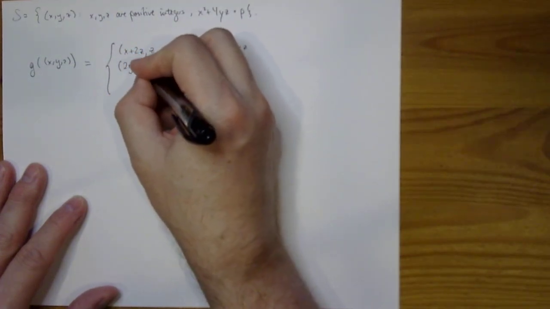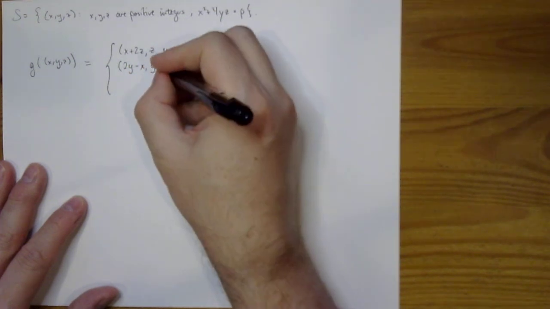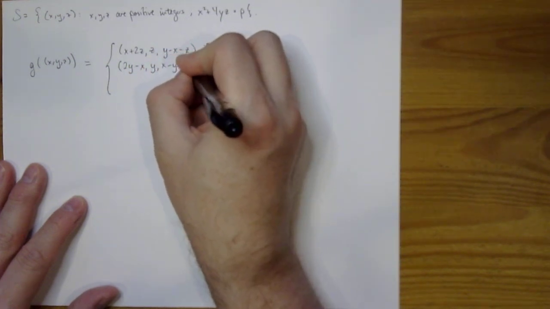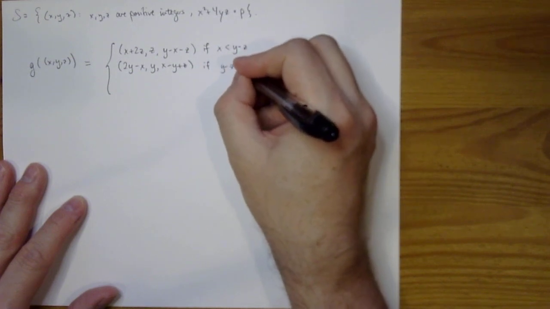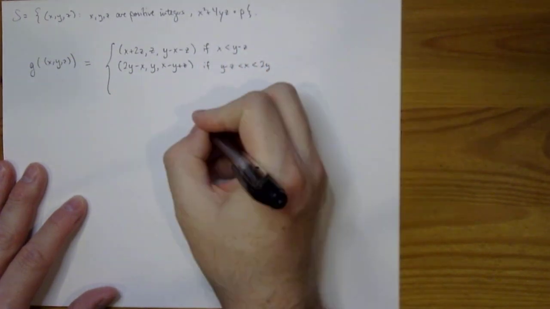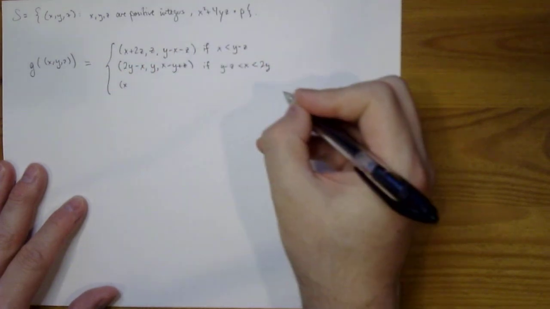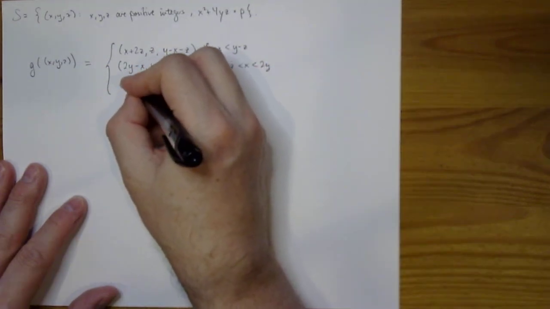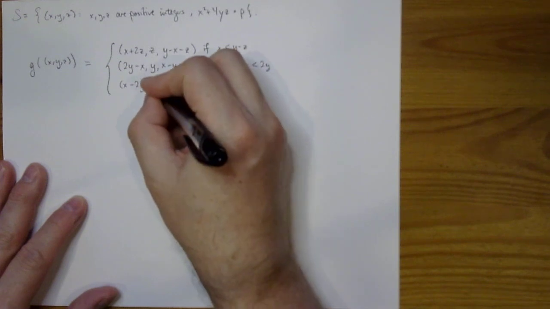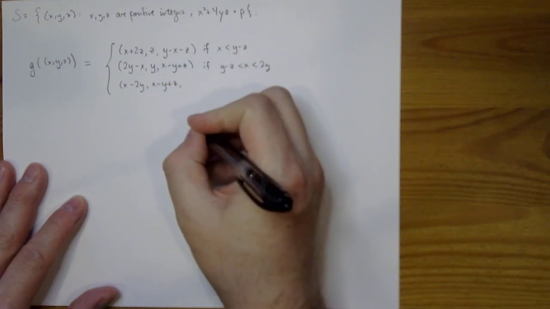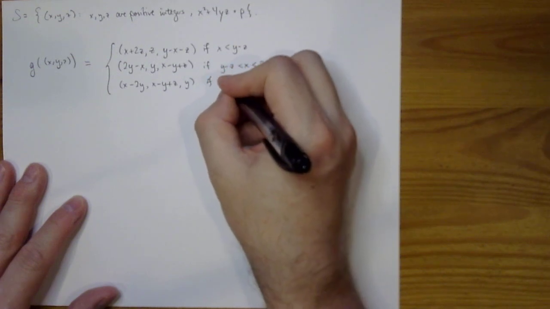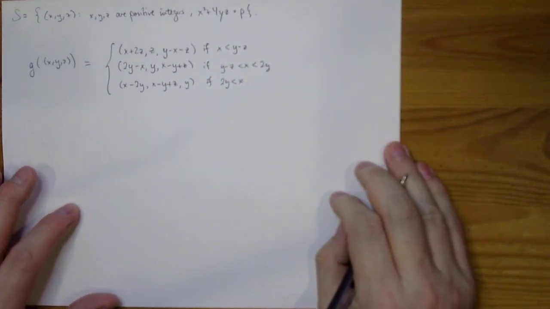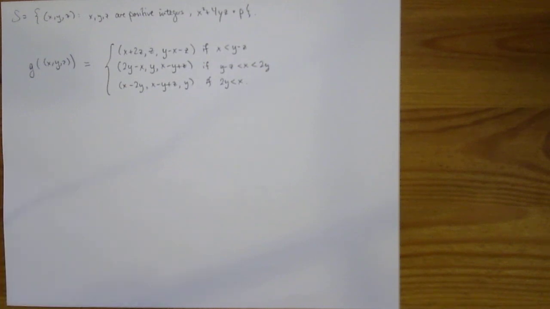Or it could go to this: X minus Y plus Z, if Y minus Z is less than X is less than 2Y. And finally, if X is bigger than 2Y, X minus Y plus Z, Y, if X is really big. There you go, that's it.